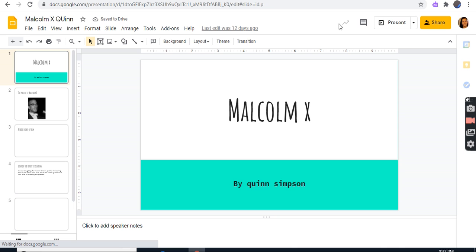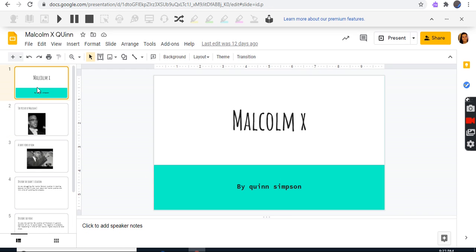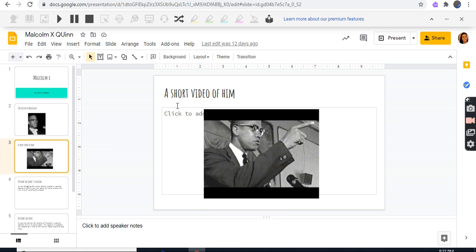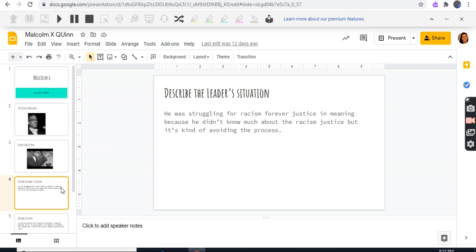Malcolm X, which I made in U.S. history. He reviewed it on Wednesday. So, Malcolm X by Quinn Simpson. The picture of Malcolm X, here's a picture of him. A short video of him.